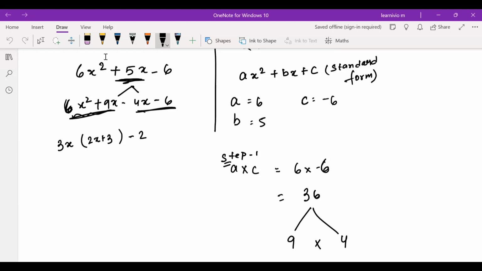Minus 3. Yeah, 2x plus 3. This bracket has to be the same. Now, can you tell me, Ayan and Farhan, how many terms are there? Ayan and Farhan, how many terms are there? Madiha, how many terms are there?